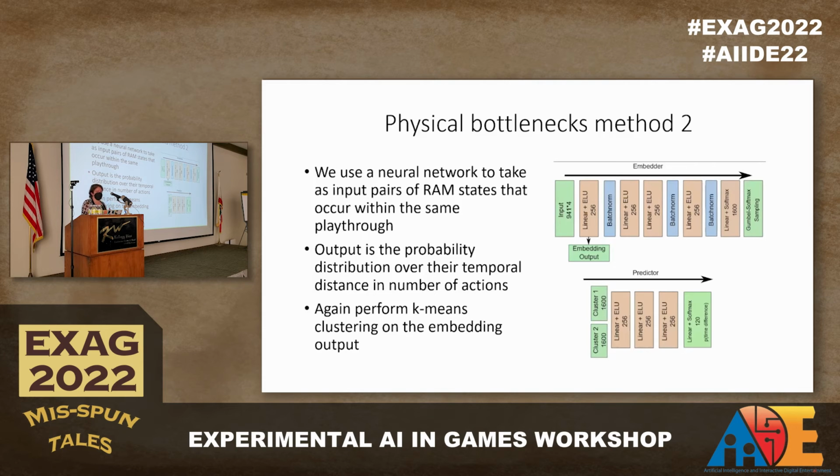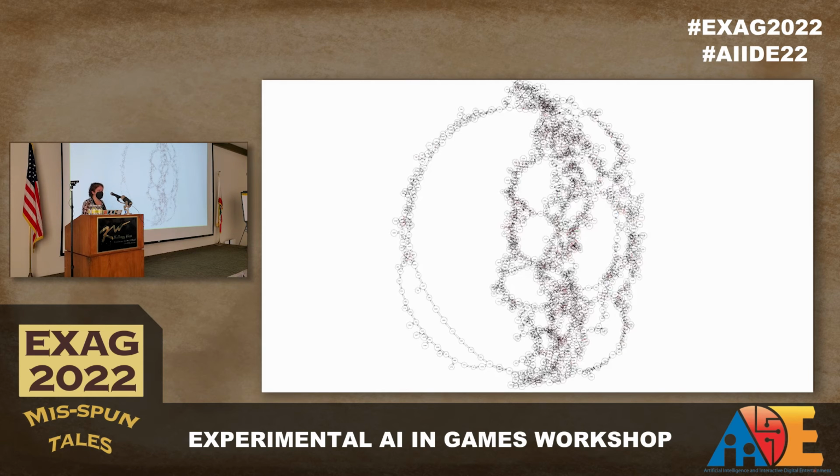We have a second method that actually reveals a little bit more of the topology of the game. This involved taking a neural network and, ignoring the bottom part of the graph for now, just looking at the embedding. We use a neural network that takes as input pairs of RAM states that occur throughout the playthrough, and we again do k-means clustering on the output of that graph.